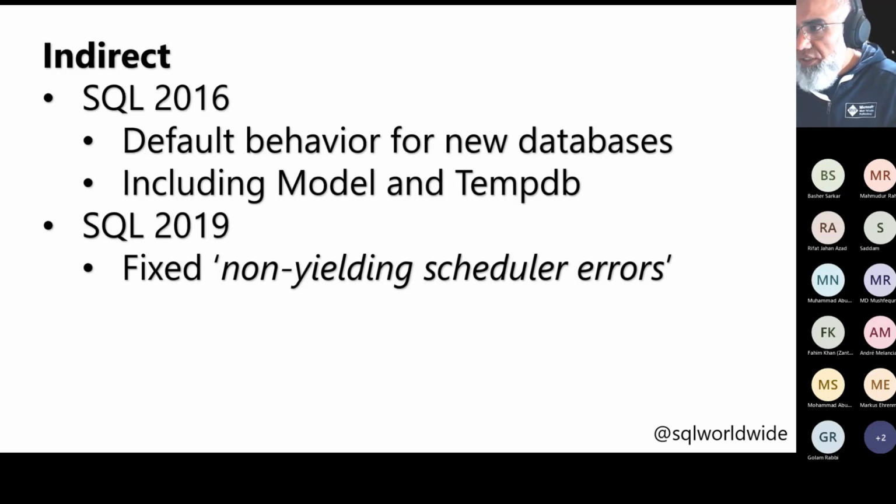If you want to disable indirect checkpoint on TempDB, which I'm not recommending, if you have any reason to do that, there is a trace flag, 3468. If you add that to your startup parameters, it will disable indirect checkpoint for your TempDB. Not that I'm suggesting it, but in case you have an edge case where you want to do that, there is a way to do it.